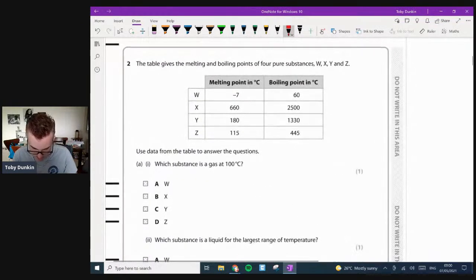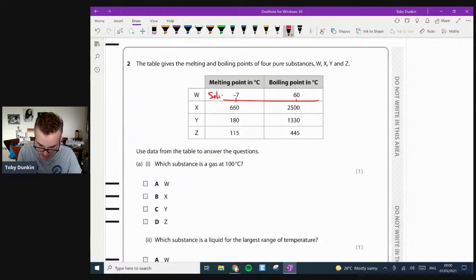Okay, next one, table below, they've given us, okay, so we're doing a thermometer line. I always like the thermometer line questions. So which substance is a gas at 100 degrees Celsius? So here's our number line. Anything below this bit is a solid.